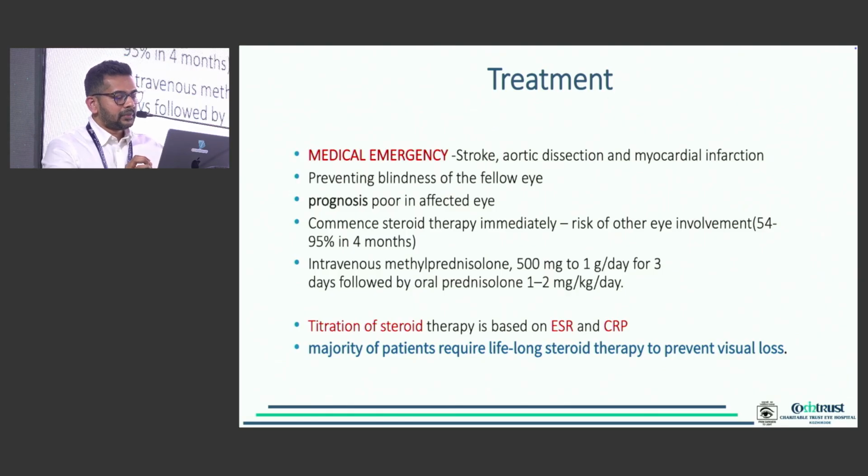Arteritic AON secondary to GCA should be considered a medical emergency due to the risk to the fellow eye, and it also carries life-threatening complications such as stroke, aortic dissection and myocardial infarction. So steroids should be started immediately and shouldn't wait for the results of the temporal artery biopsy. We should start treating with intravenous methylprednisolone, and it should be titrated based on the ESR and CRP.